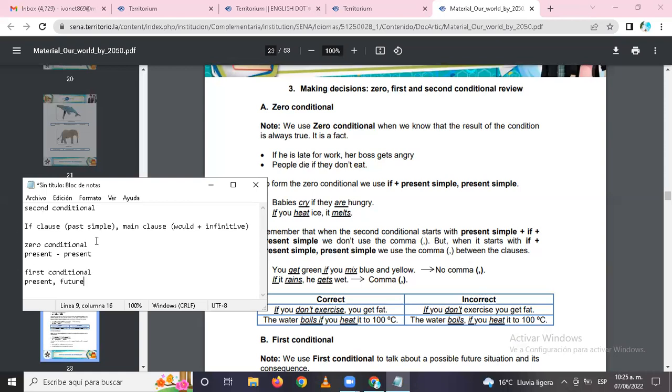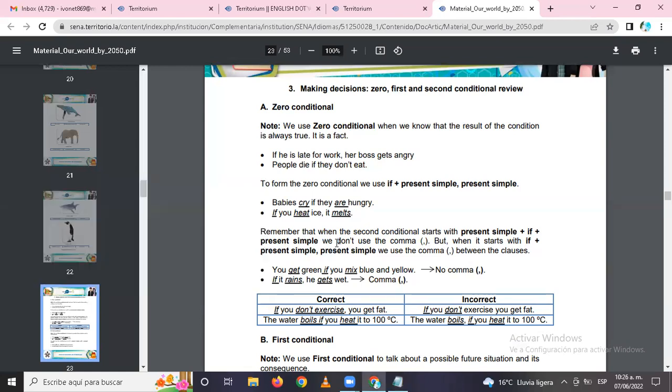Remember also that the zero conditional, we use it for real facts, for things that are real, general truths. And we use the first conditional to talk about possibilities in the future. The condition in the present is something that can be real, and according to that, it can also be real in the future. So that's the first conditional. So here we have a review.